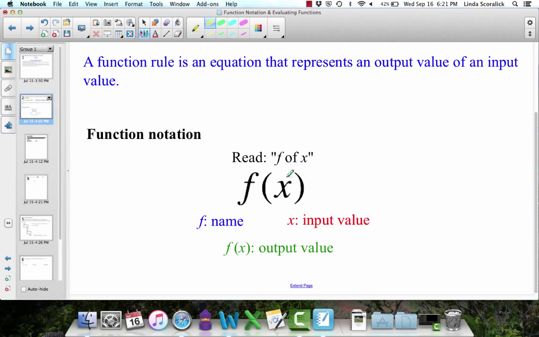X here, inside the parentheses, that stands for an input value. We talked in our function basics lesson about the fact that the domain or the x values were the input values for a relation. F of x overall is the output value, and if you thought about this as an ordered pair, that would be the y value. So you put in an x value, you get a y value back, kind of like dependent and independent variables. The x goes in, and it affects the outcome of the dependent variable, which would be the y.